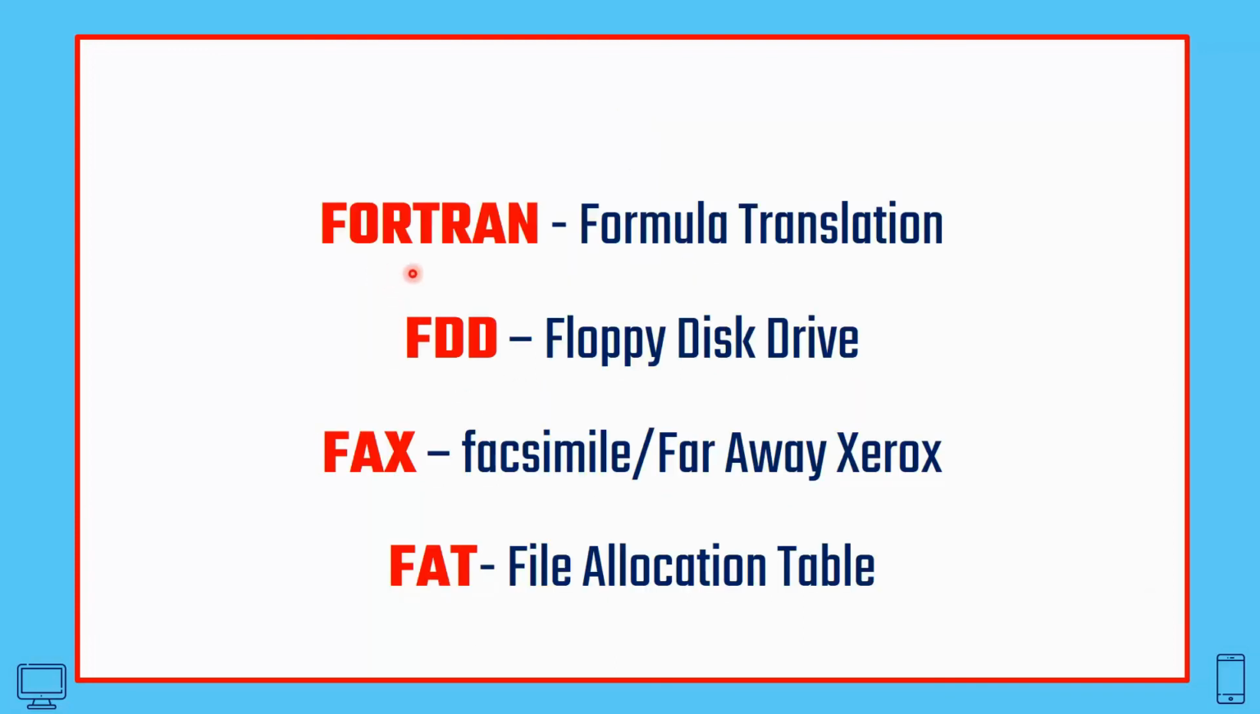And next, Fortran, Formula Translation. It is a general purpose, compiled, imperative programming language that is especially suited to numeric computation and scientific computing. FDD, Floppy Disk Drive. It is a hardware device that reads data storage information. IBM was one of the first types of hardware storage that could read, write a portable device.